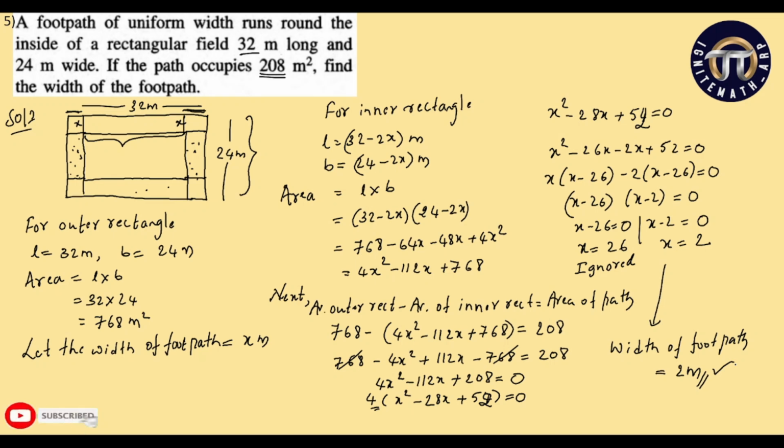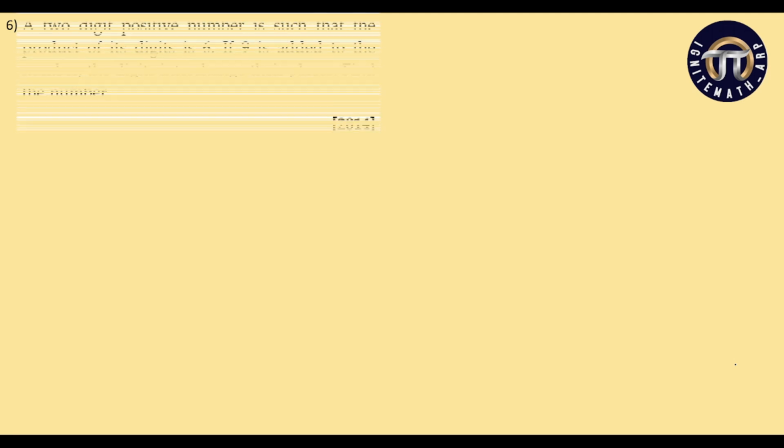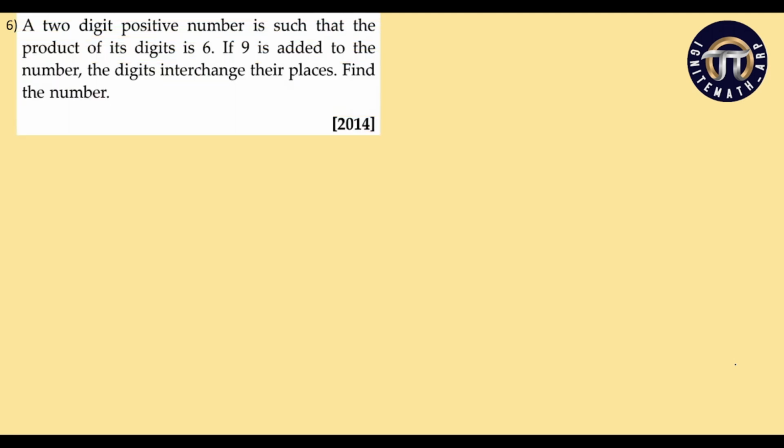Clear, children? Now let us move to the next question, that is question number 6. It is a digit related question. A 2-digit positive number is such that the product of the digits is 6. If 9 is added to the number, the digits are interchanged.